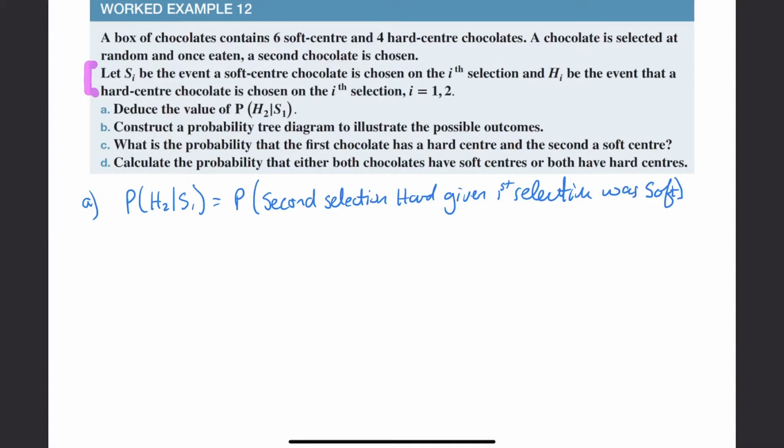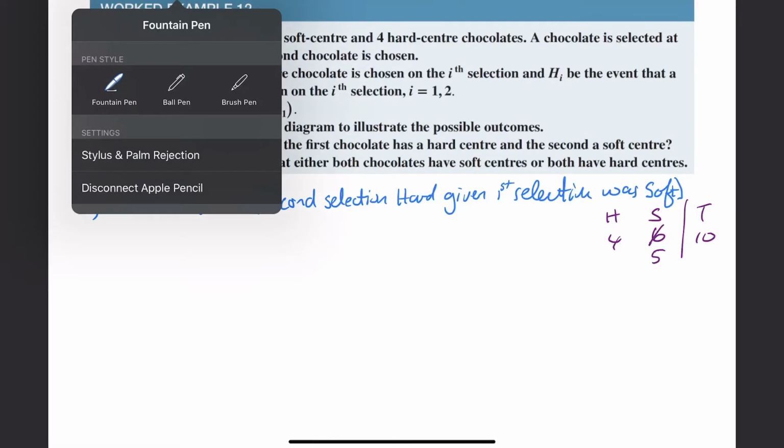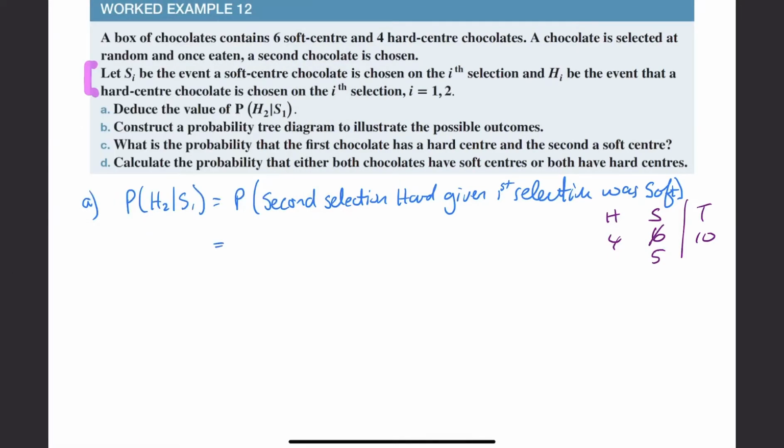If I had hard and soft, there were 6 soft and 4 hard, so in total there were 10. If the first selection was soft, it means there's 9 remaining. So what's the chance of getting a hard one? H2 means there are 4 hard ones out of a total of, now, 9, so that will be 4 in 9. So that's the first question.